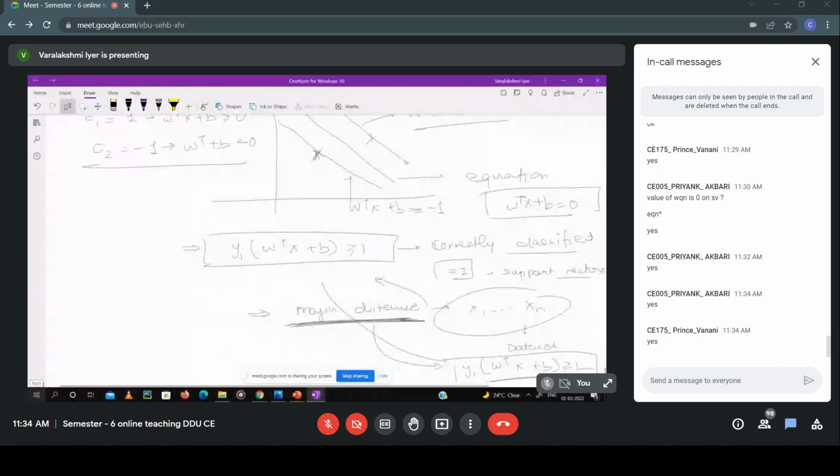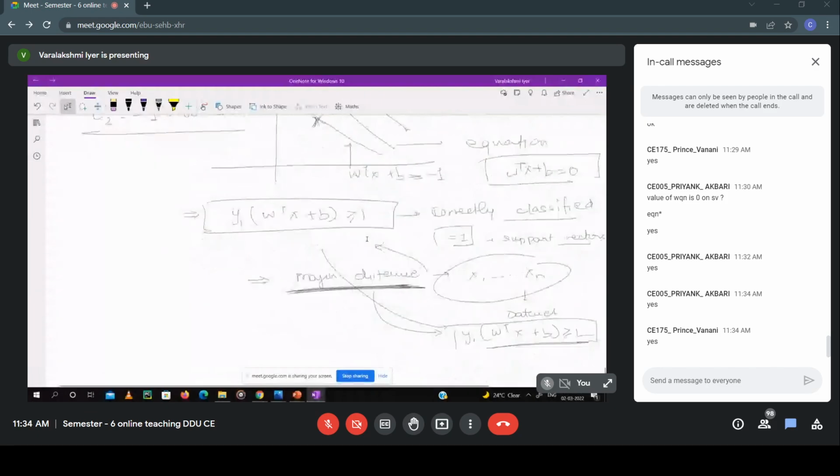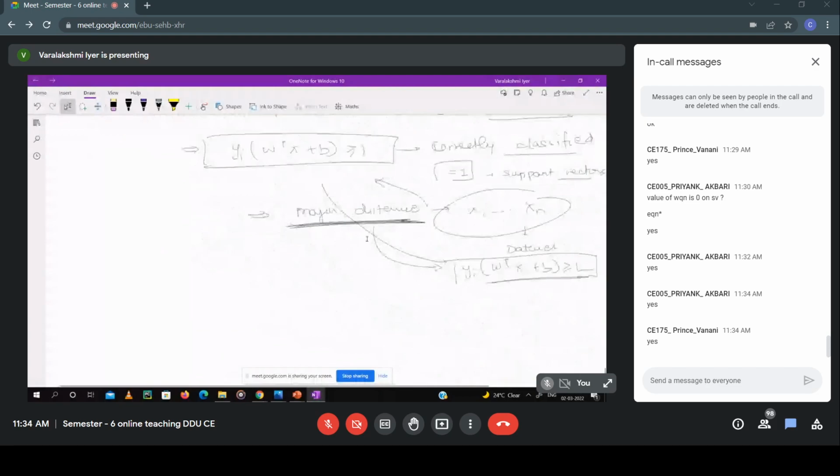Okay. So if you have any doubt, you may unmute yourself or ask in the chat box also. Do not hesitate. Okay, so we have defined all of this.